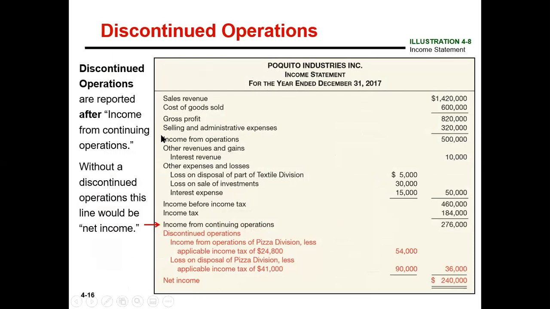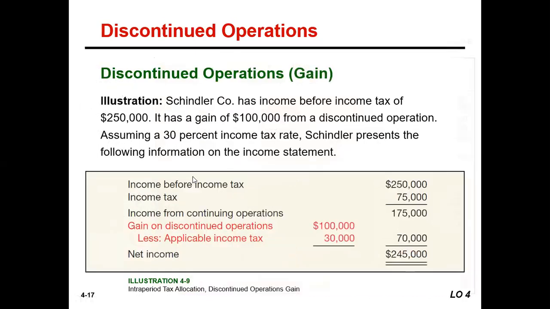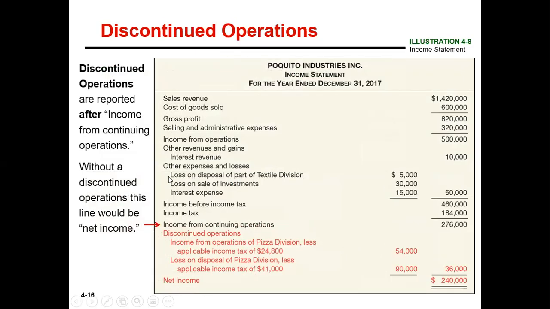Gross profit minus selling and administrative expenses equals income from operations. Income from operations minus other revenues and gains, and other expenses and losses, gets us to income before income tax. And then we list our income tax, and underneath it our income from continuing operations.